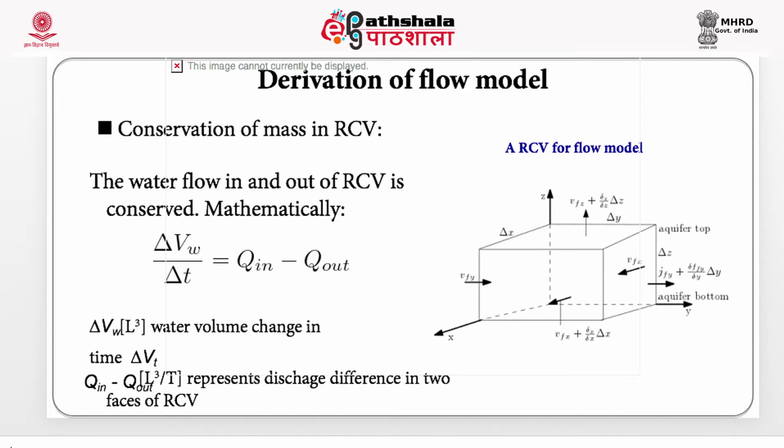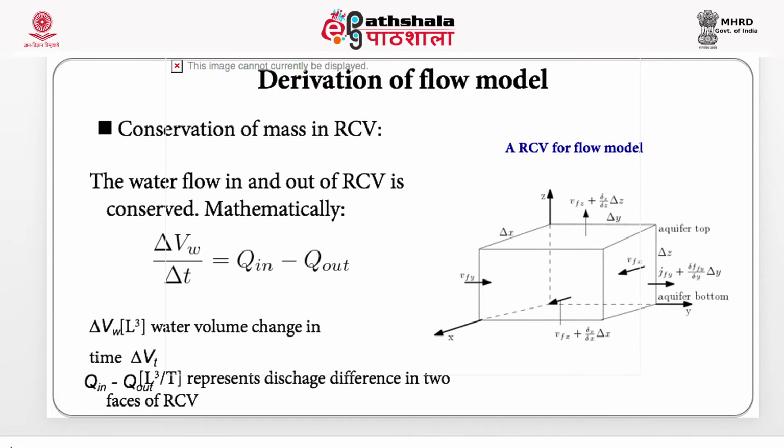Now, in order to derive the flow model, we have to find the expression for each of these quantities that are available in the Darcy law and the conservation of mass equation. Let's start with finding the value for Q in.